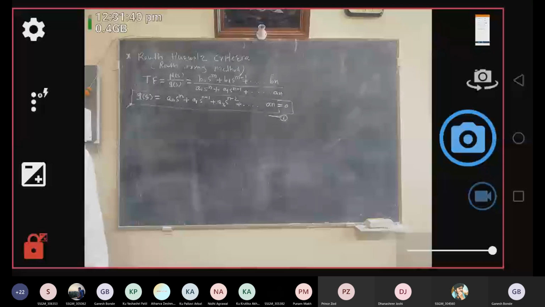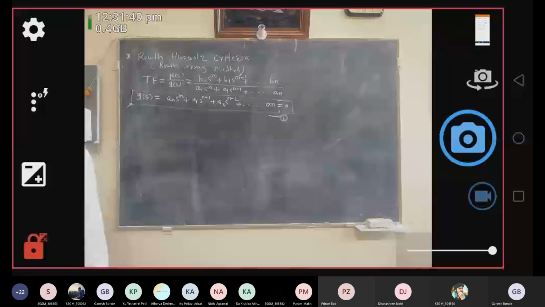Then similarly in the second row, you will start by skipping the first coefficient and taking the second coefficient. So A1, after A1 comes A3, after A3 comes A5, and so on; after A6 comes A7 and so on. So these are the general elements of the first two rows of your Routh array. In the first two rows we are simply using alternate coefficients of your characteristic equation, and this is the basis of preparing the Routh array.